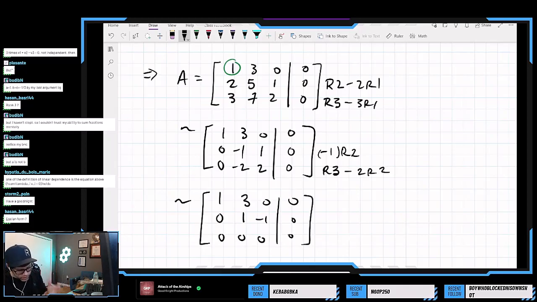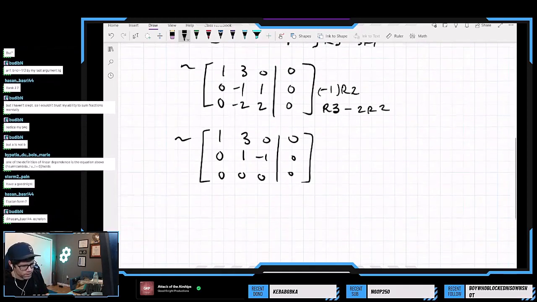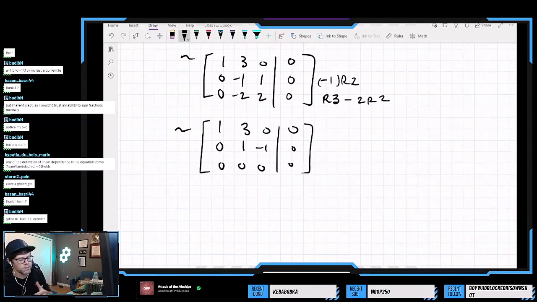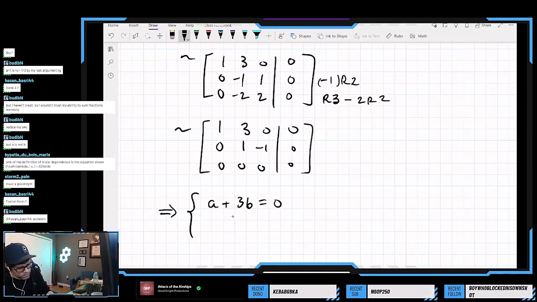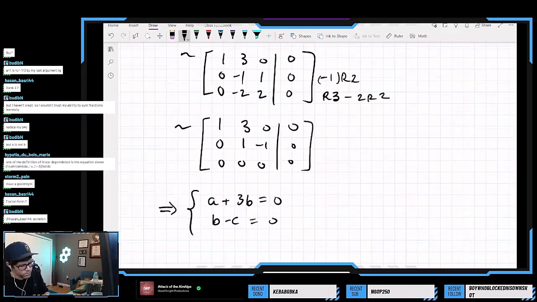And then, we could do one last subtraction. I don't think it particularly matters, but the idea here is yes, we definitely do have a determinant of 0. That makes sense to me. So we could now set up our system, and we could just use back substitution to make this work. So we know that a plus 3b is still equal to 0, and we know that b minus c is also equal to 0.